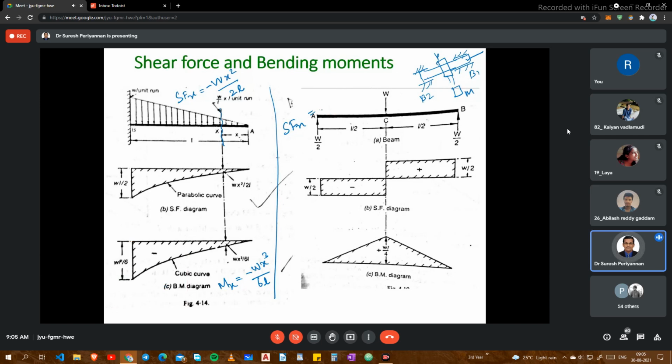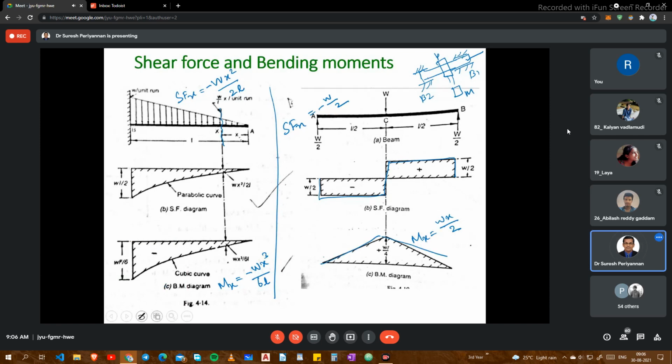Minus W by 2, because this is a straight line. Now I come to this bending moment. Bending moment is nothing but Wx by 2. Here, Mx is equal to minus Wx by 2. Now this is linear.